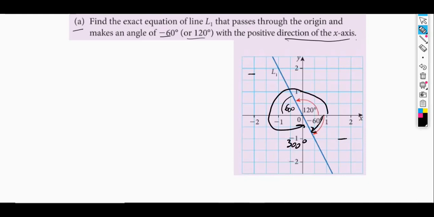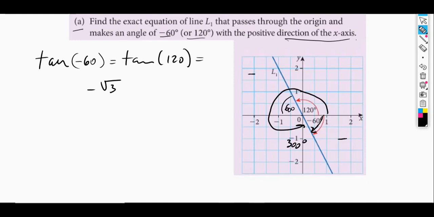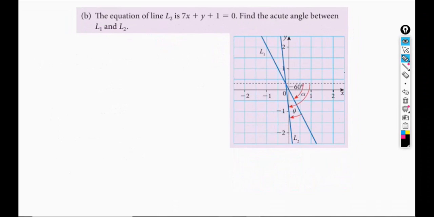Okay? But tangent of 300 degrees or tangent of minus 60 is actually equal then to tangent of 120, and either one of those is going to give us minus square root of 3. And since this one does not have a y-intercept, or rather that it goes through the origin, we have that the equation for L1 is going to be y equals negative square root of 3x.